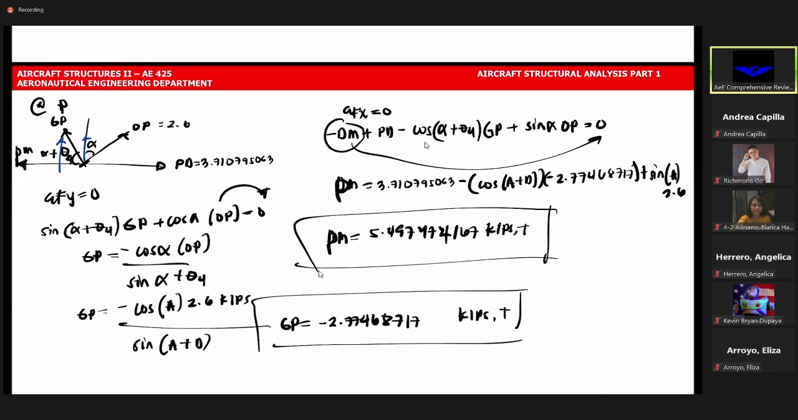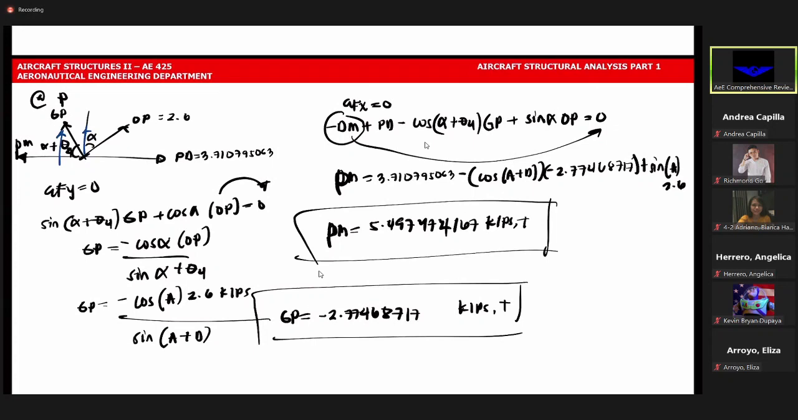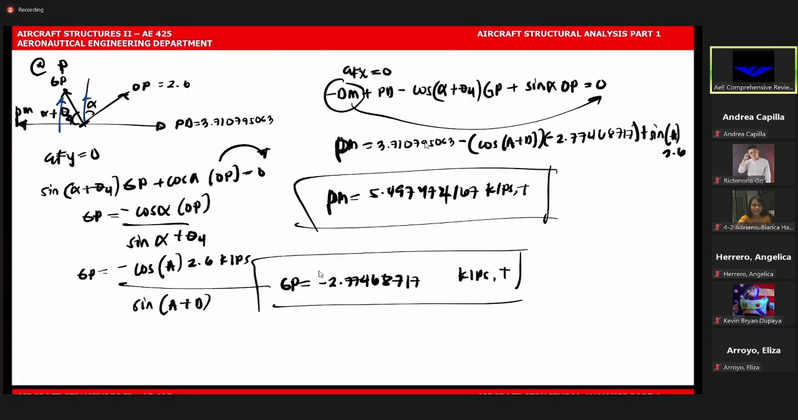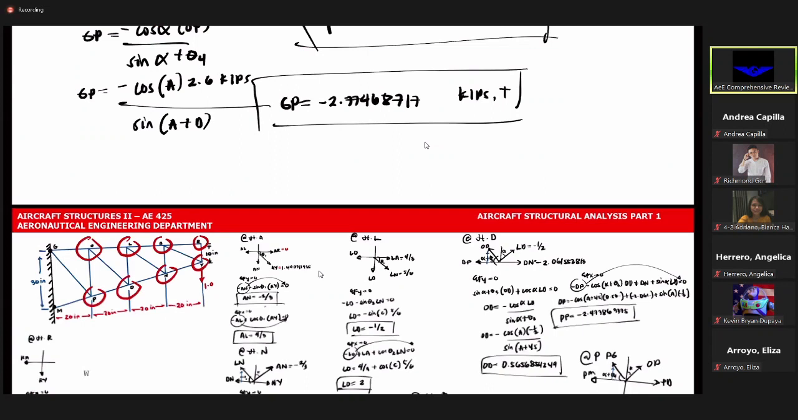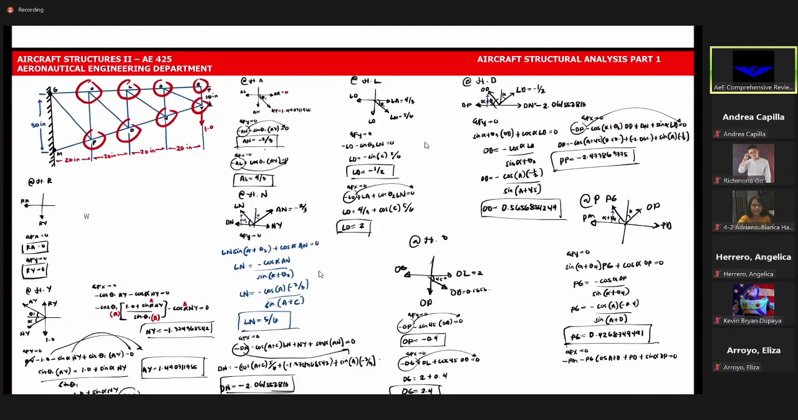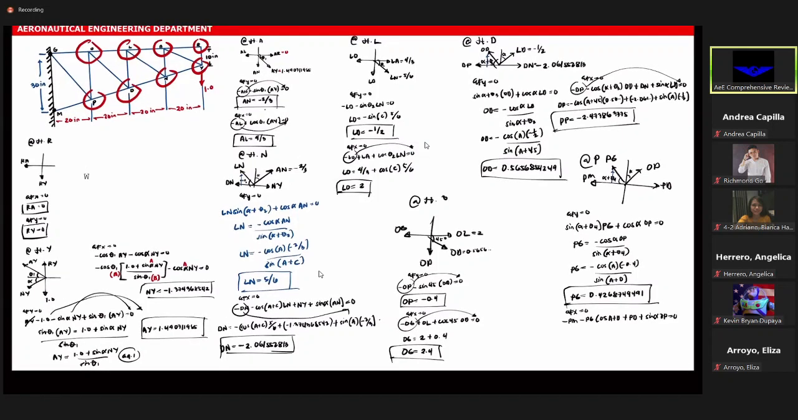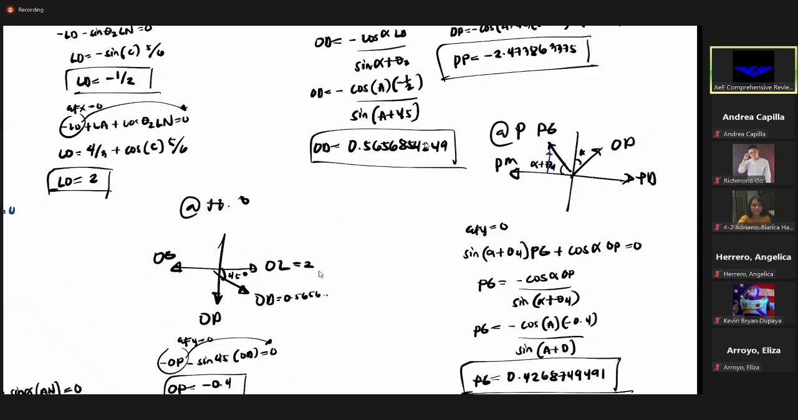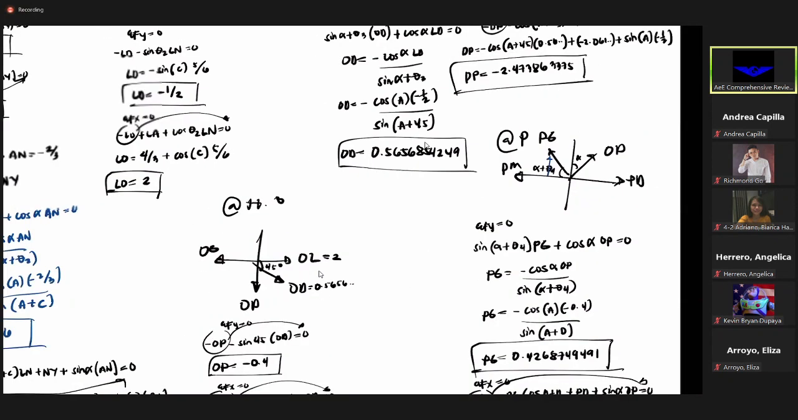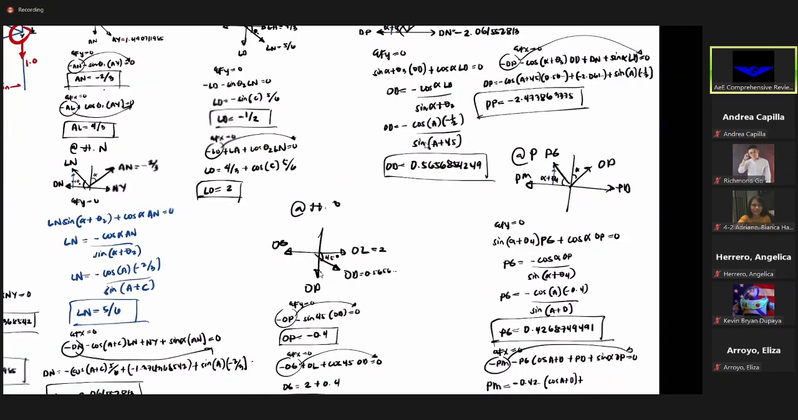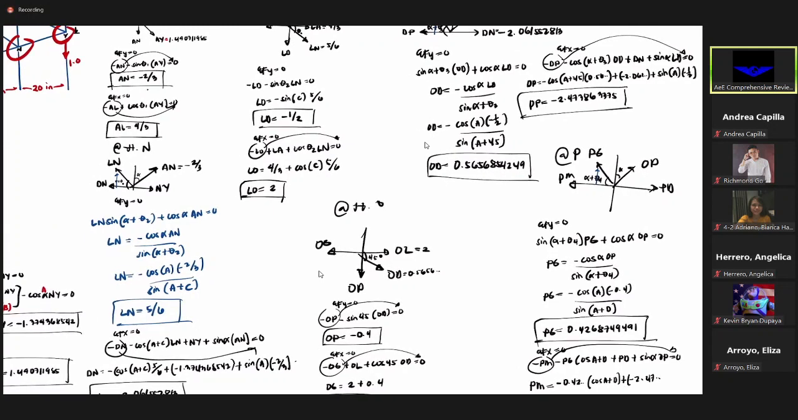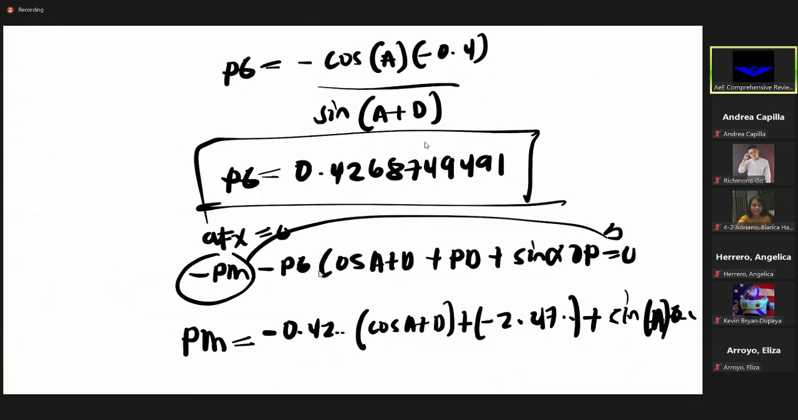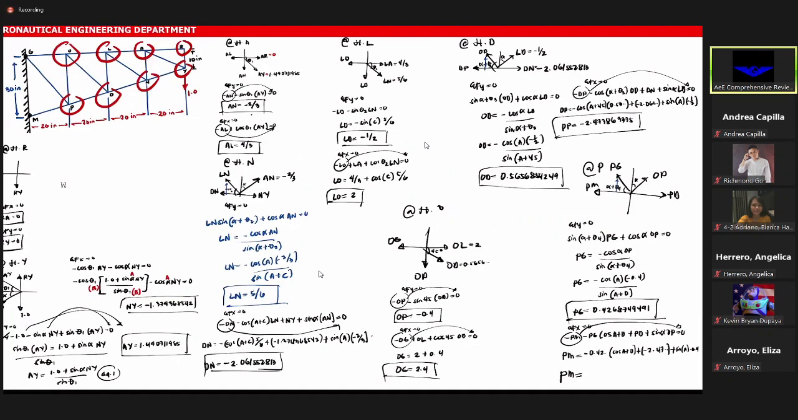Okay? So, transpose natin to sa kabila, yung PM. So, PM is equal to negative PG, which is 0.42 cosine alpha plus delta, plus PD. Nasa yung PD natin? PD, ayan, negative 2.4. Okay? So, negative 2.473 plus sine alpha times negative 0.4. So ano yung PM? PM guys, yung PG, ayan, 0.42.